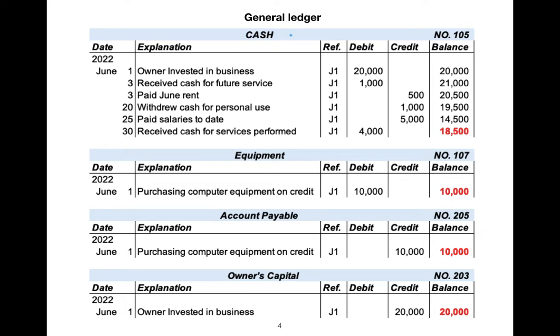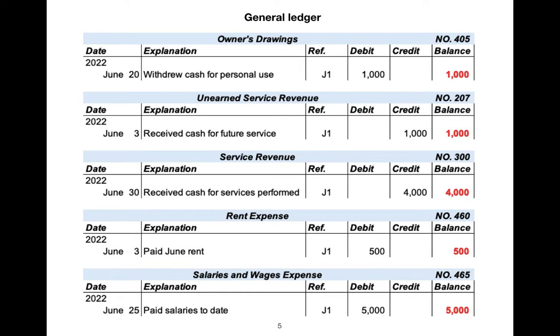We have a cash account of $18,500 debit balance. Equipment of $10,000 debit balance. Account payable of $10,000 credit balance. Owner's capital of $20,000 credit balance. Also, we have owner's drawing of $1,000 debit balance.